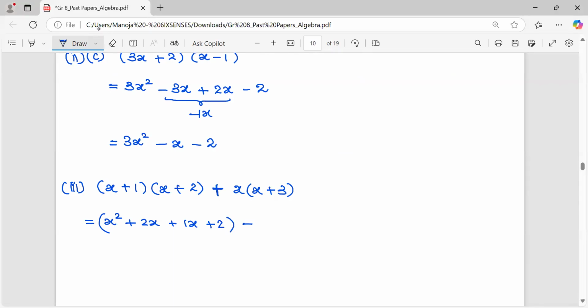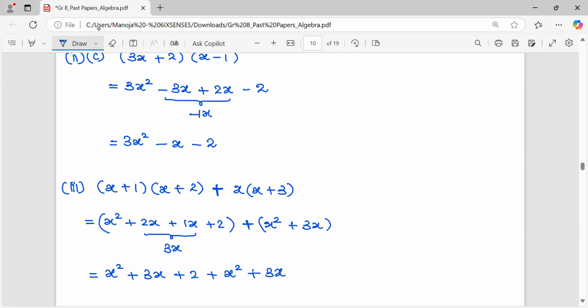And plus x times x, x squared, plus 3x. So then 2x and x is 3x. Therefore, I write x squared plus 3x plus 2 plus x squared plus 3x. I'll double check before moving to the latter part.